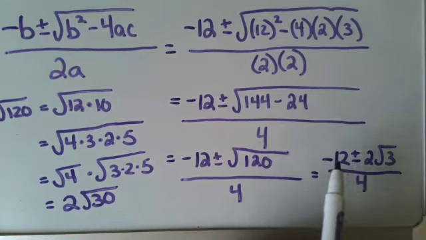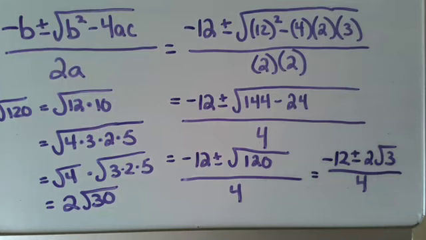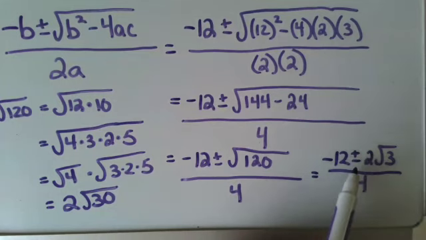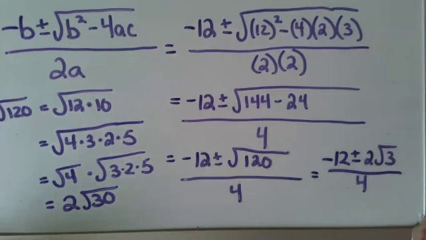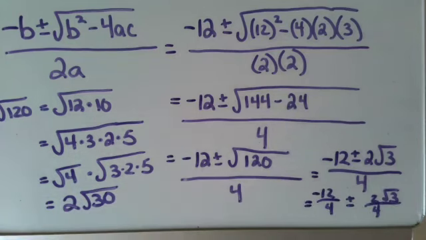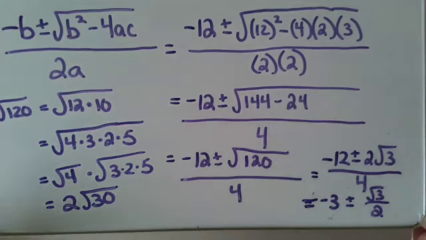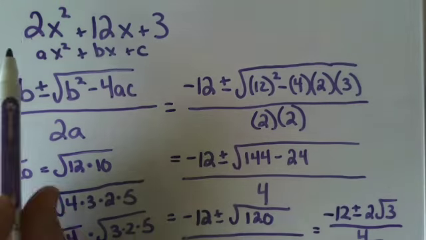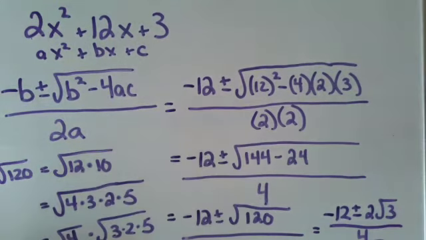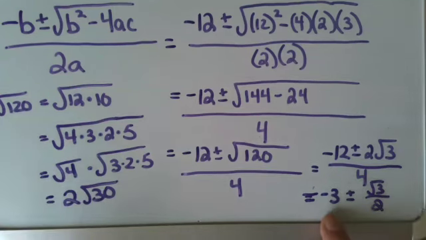Because these two terms are not multiplied to each other, I need to divide this 4 into the 12 and into the 2 root 30, because those are two independent terms that I have added and subtracted to each other. So that would look like this. And then that simplifies to, and that is my final answer. My two solutions to the quadratic 2x squared plus 12x plus 3 are negative 3 plus root 30 over 2 and negative 3 minus root 30 over 2.